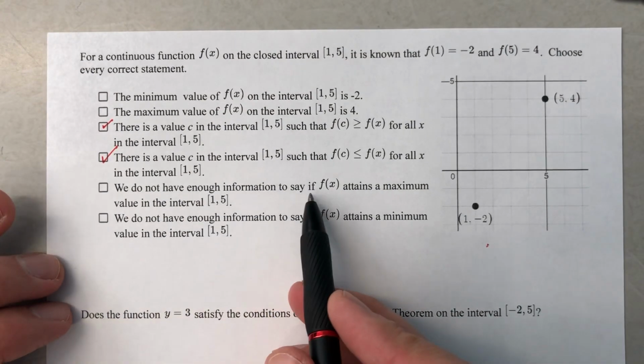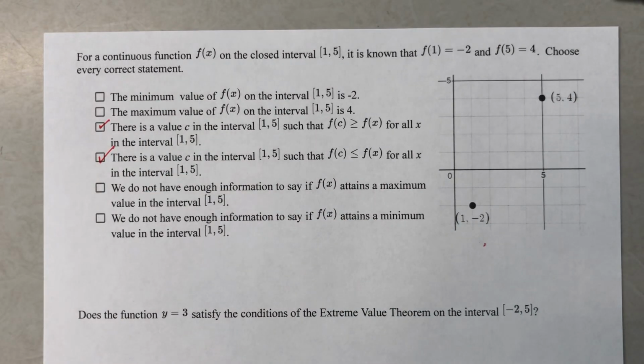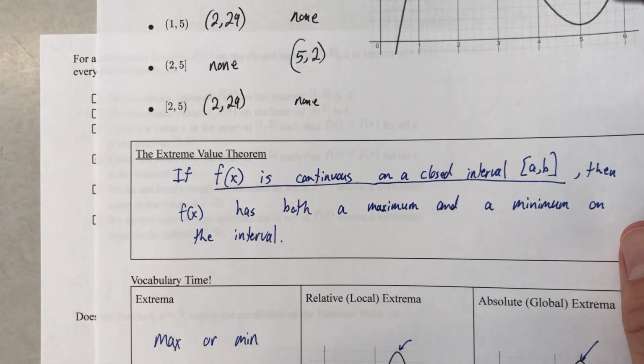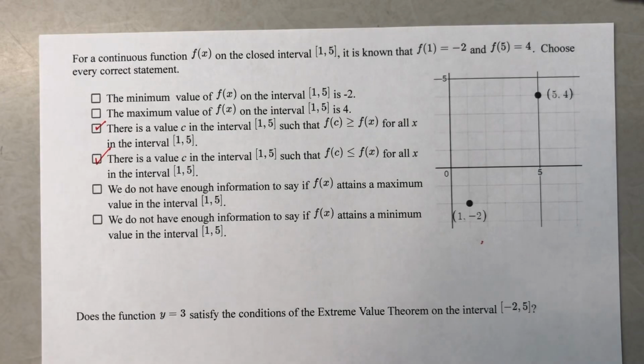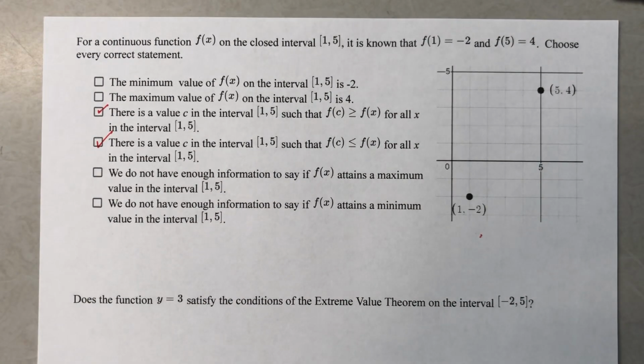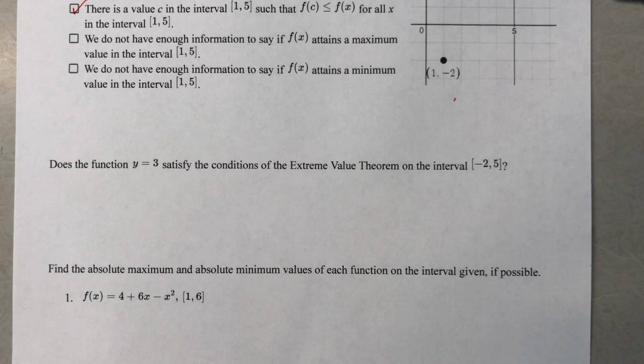We don't have enough information to say. We do too, because they told me it was continuous. And going back to the very beginning of the notes, all I need is continuity. That's all I need. And we have continuity, not enough information? Nope, don't check those. Okay, now we get to a tricky question that I actually used to not know the answer to myself, and then I realized all I need is continuity.